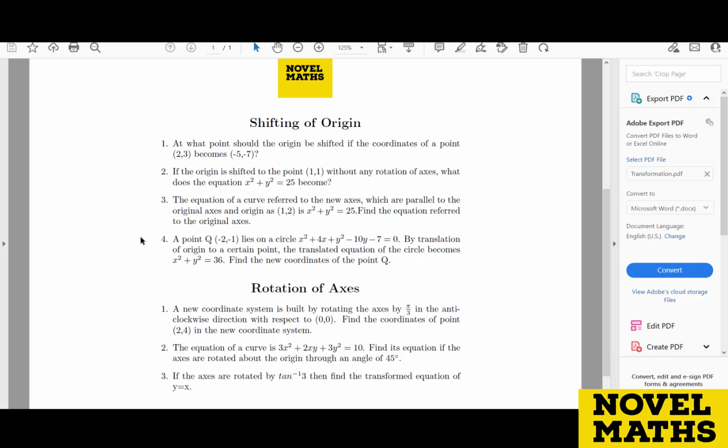So there are two sections of this video. First one is shifting of origin, another one is rotation of axis. So what is the need of doing all these things? Some of the problems become simpler when you change origin or when you rotate the axis, x and y axis. We will see both of the sections. There are total 7 problems in this tutorial, and let's start with shifting of origin.